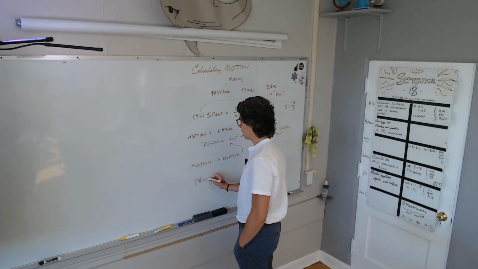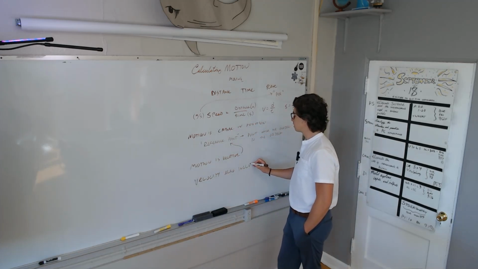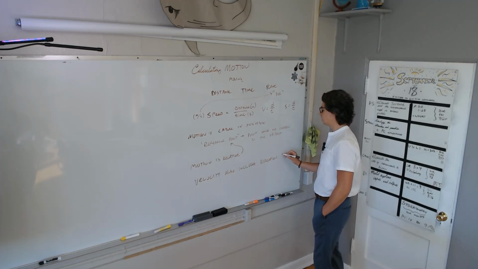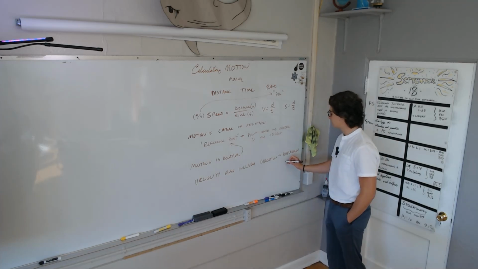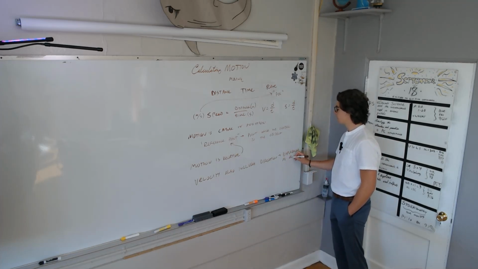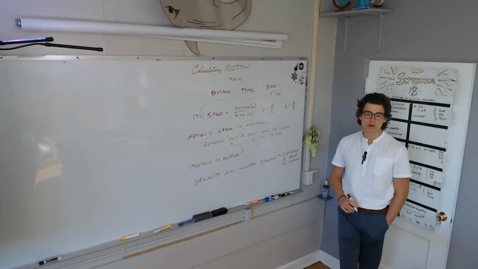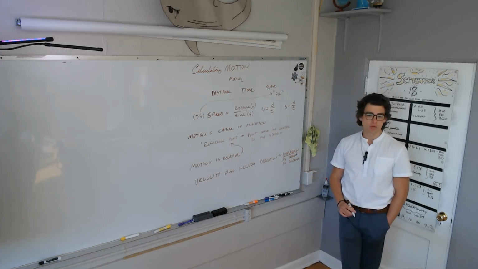Velocity. Velocity also includes direction. Sometimes we say it includes displacement, as opposed to distance. Not just how far something went, but how far something went in a certain direction. Displacement is how far something went compared to its starting point.